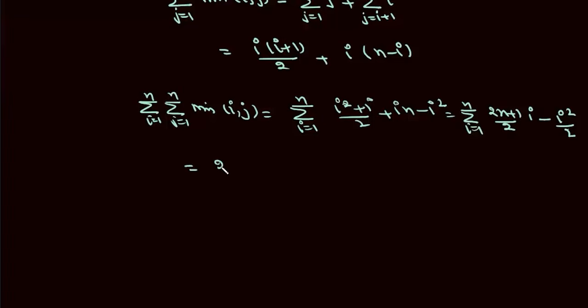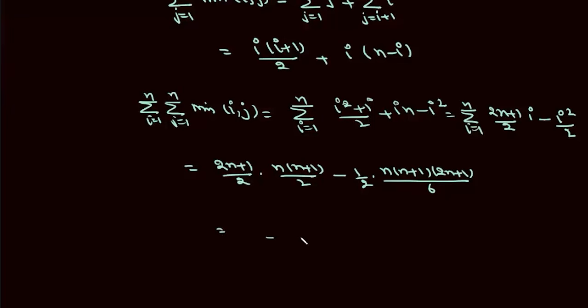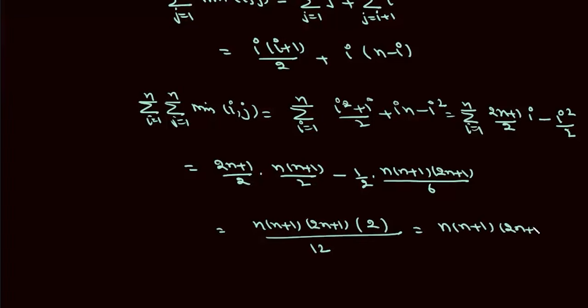Now if we solve this summation, it'll be 2n plus 1 by 2, and summation i is n into n plus 1 by 2, and here it'll be minus 1 by 2 n into n plus 1, 2n plus 1 by 6. So it'll be this 12, and we'll take n plus 1, 2n plus 1 common. It'll be 3 minus 1, 2. So we can write this as n into n plus 1, 2n plus 1 divided by 6.